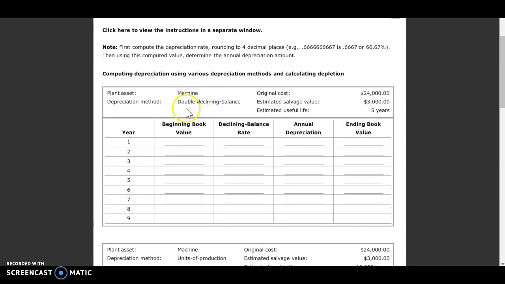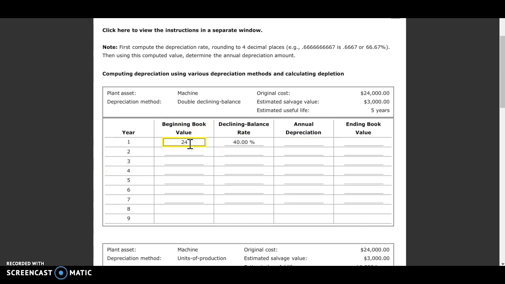Okay, so we have a machine. The first way that we're going to do the depreciation is our double declining. So we need this information here, the original cost, the estimated salvage value, and the estimated useful life. Now, for the double declining, we're going to take 100% divided by the useful life. So that would be 5 years. That gives us 20%. Now, we're doing double declining, so we're going to multiply that times 2. So that gives us 40%. So my declining balance rate is going to be 40%.